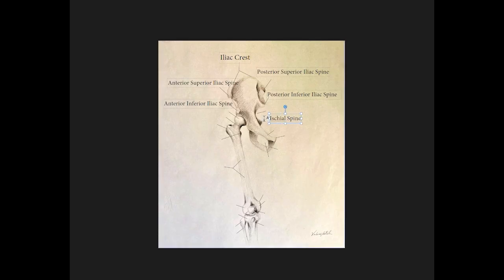Then we're going to have this notch that is created between the ischial spine and the posterior inferior iliac spine. That notch right there is called the greater sciatic notch. Then let's look at the rest of this innominate bone. So we're going to have the pubic tubercle, which is this projection of bone right there.